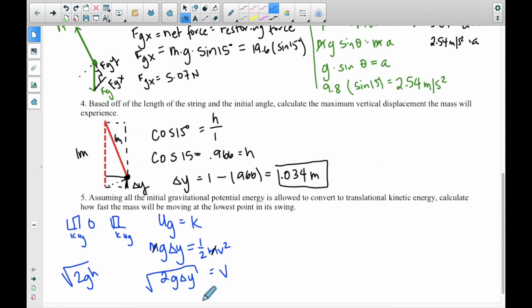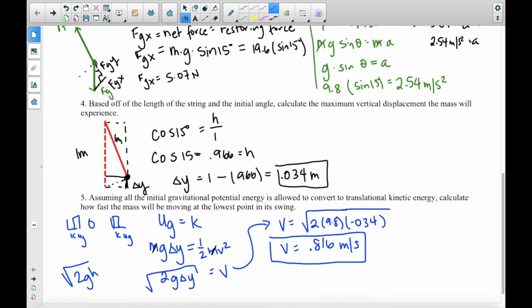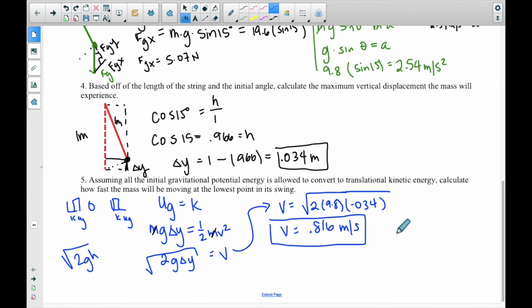You might remember that. That's one that's not on your AP sheet, but it's a good one to have in your head. And so we put that into our calculator. We take the square root of all of that, and we get 0.816. And that is in meters per second. So again, just to reiterate one more time, this page was a lot of review from first semester. We did a little bit on pendulums in first semester, and so I wanted to come back to that so that we could see that review. Now, let's turn the page.